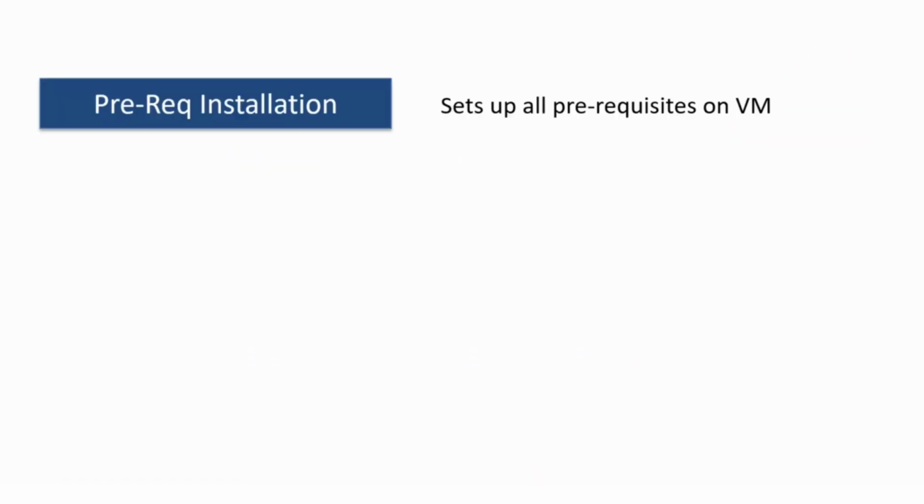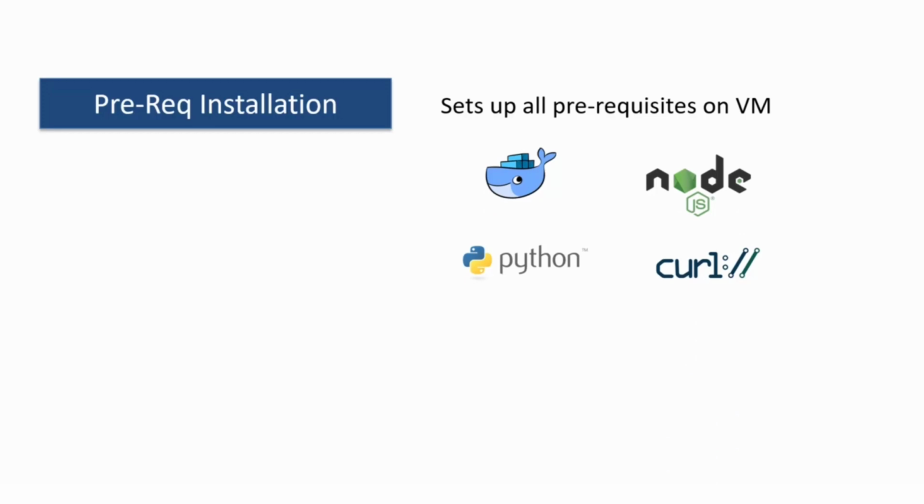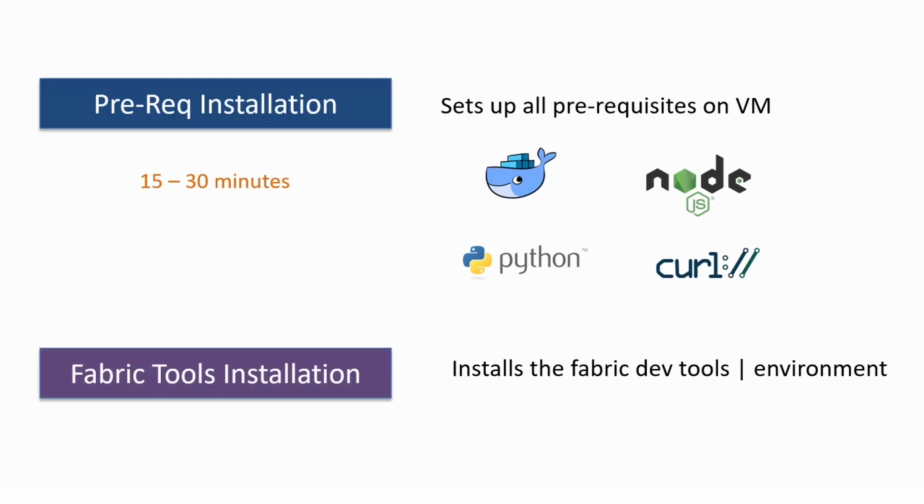The prerequisite installation involves execution of a script that installs all of the dependencies in the virtual machine. This step generally takes between 15 to 30 minutes. The Fabric Tools installation step involves execution of a script that downloads the Fabric tools and installs them in a folder. This step generally takes less than 2 minutes.